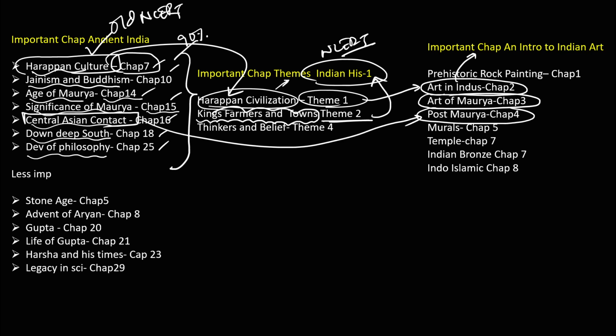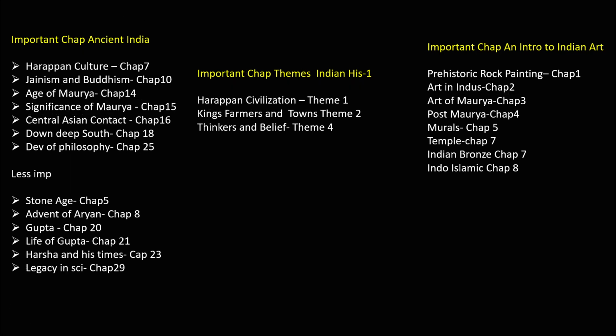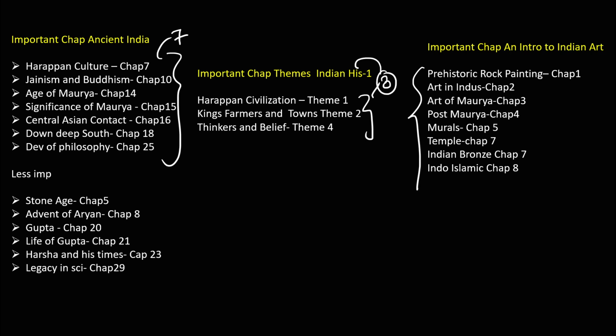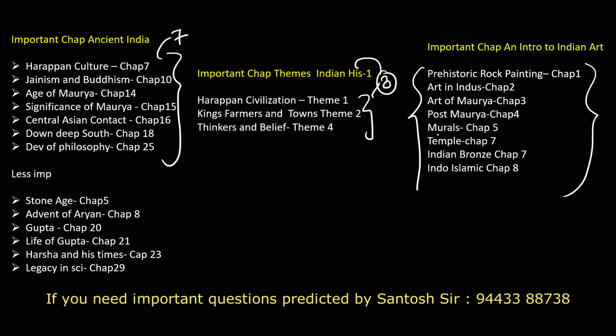So you have to read these three books in a very scientific manner, as I have shown in this table. Let me erase this so that you can note down. These are the 7 chapters which you need to focus on, and these are the 3 chapters from the new NCERT. And in the art and culture chapter, I recommend you read all the chapters, because an art and culture question can come from any of them. You have to revise all the chapters.